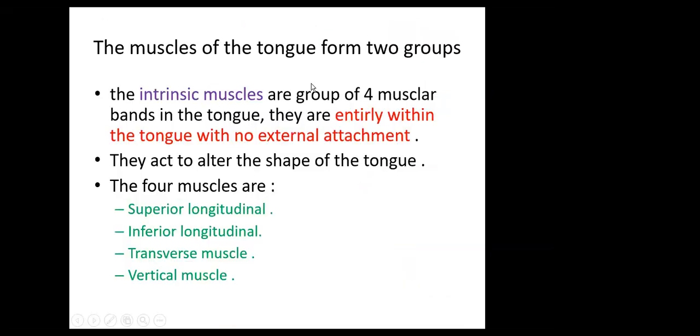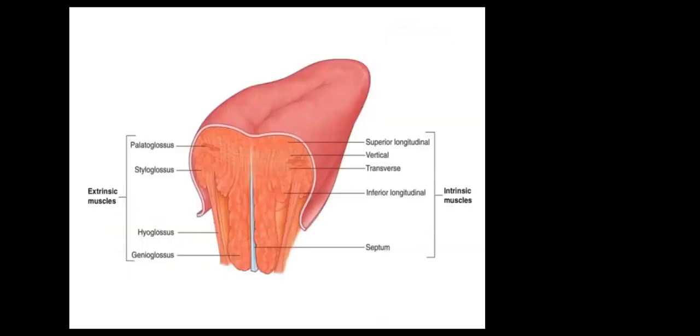The muscles of the tongue form two groups. The intrinsic muscles are a group of four muscular bands in the tongue. They are entirely within the tongue with no external attachment. They act to alter the shape of the tongue. The four muscles are superior longitudinal, inferior longitudinal, transverse, and vertical muscles. These are the intrinsic muscles of the tongue.